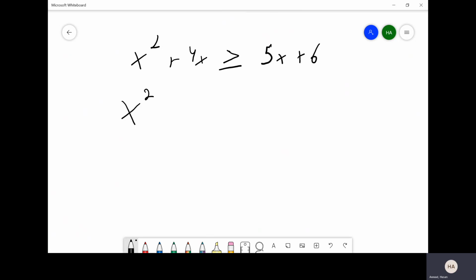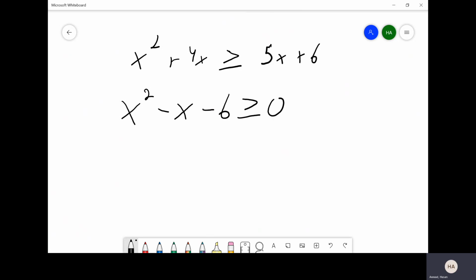So x squared we're going to leave untouched. I'm going to move my 5x over. So I had 4x minus 5x, which leaves me with 1 negative x. Okay, and now we had no constant on the left. We're subtracting a 6, so 0 minus 6 leaves me with a -6 here, and this is going to be greater than or equal to 0.